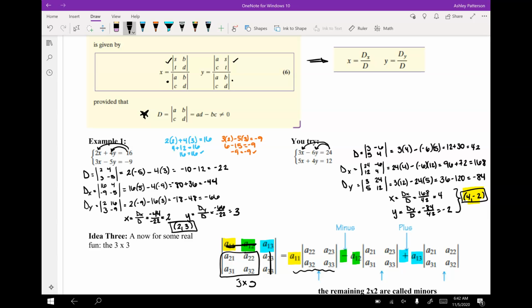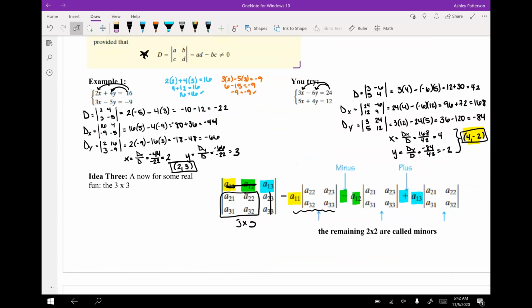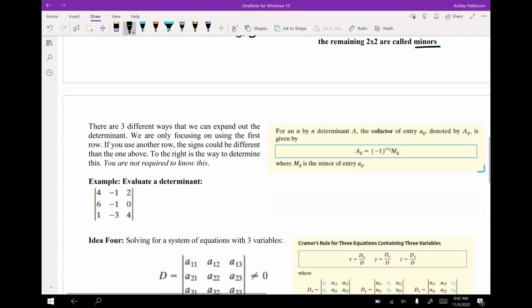And then we figure out what the determinant is. The remaining 2 by 2s, we call those minors. Now, I'm not going to test you on the vocabulary, but it's nice to know so that if you are working through these problems with others and they use the vocabulary, you understand what we're talking about. Okay, so subtraction, addition, minus, plus, and the remaining 2 are called minors.